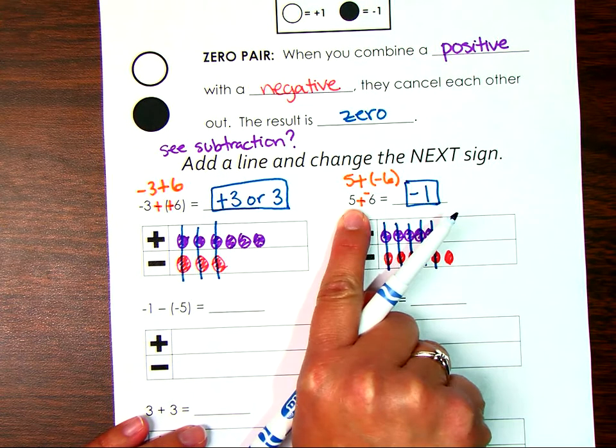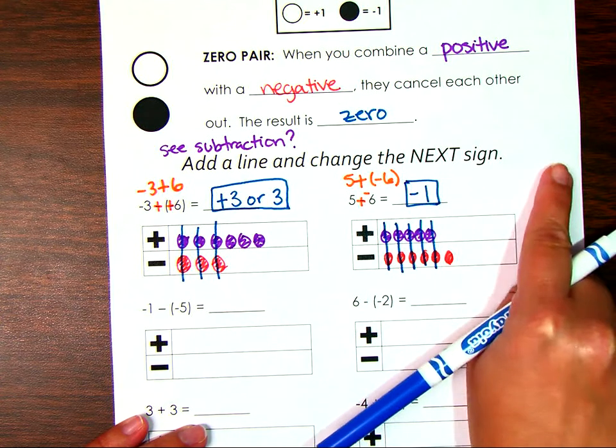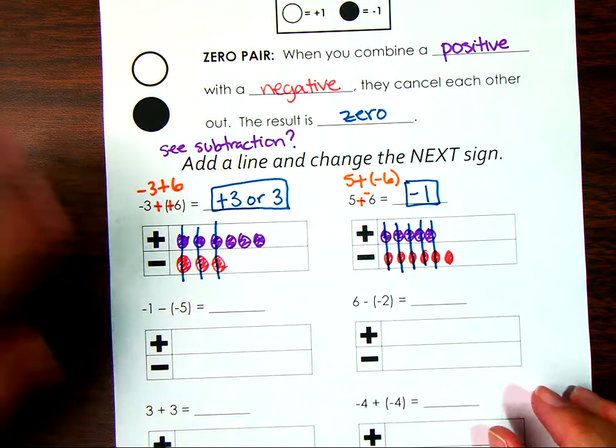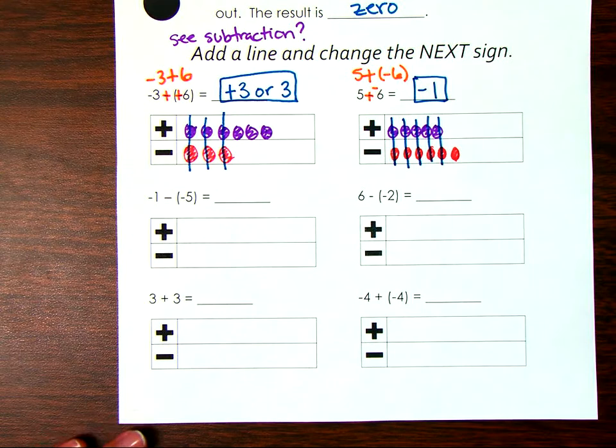If I started at 0 on a number line and went 5 to the right, and from there went 6 to the left, I would land at -1. So we're showing you more than one strategy, so that way you can use what works best for you. All right, let's try a couple more.